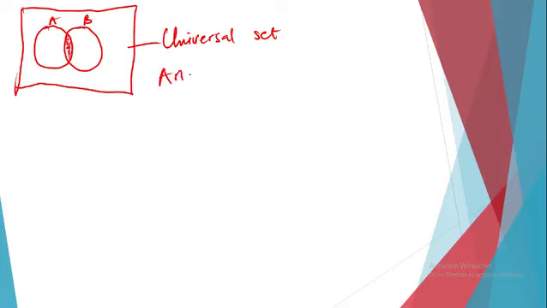Let me teach us how to draw the Venn diagram. Like I said earlier, this is the universal set. When we have subsets A and B, for instance, the shaded point is what we call the intersection of A and B. Intersection of A and B. That's the first thing you need to know.